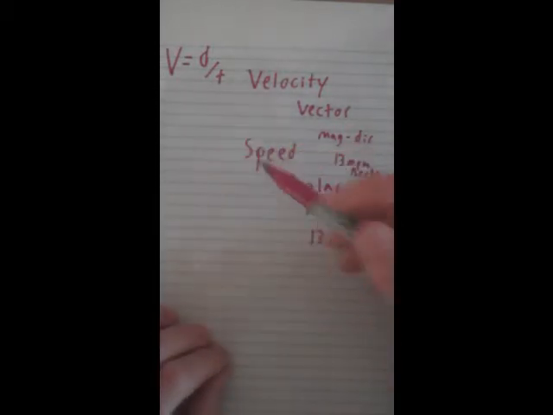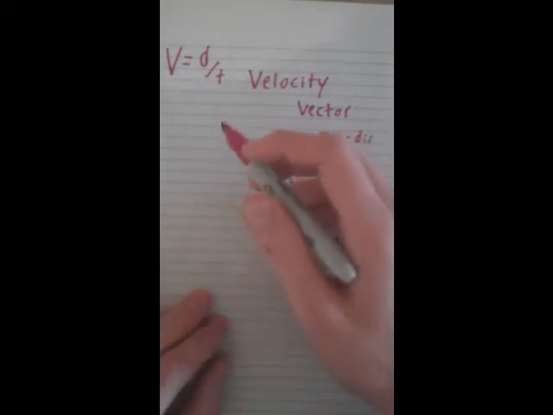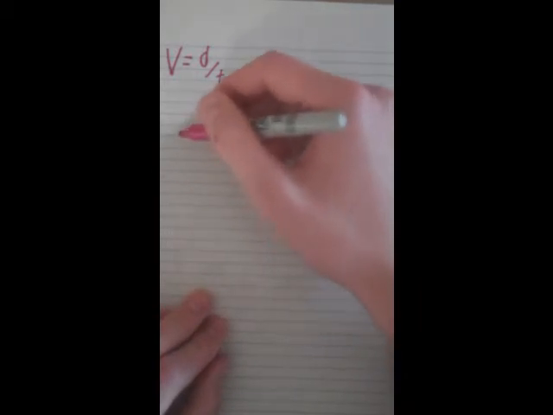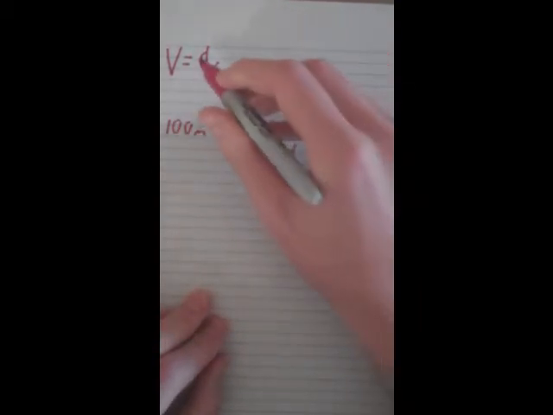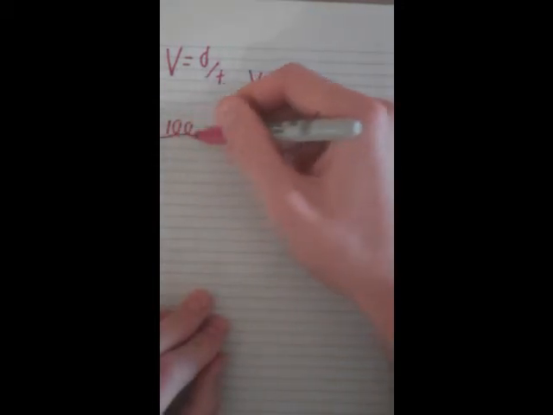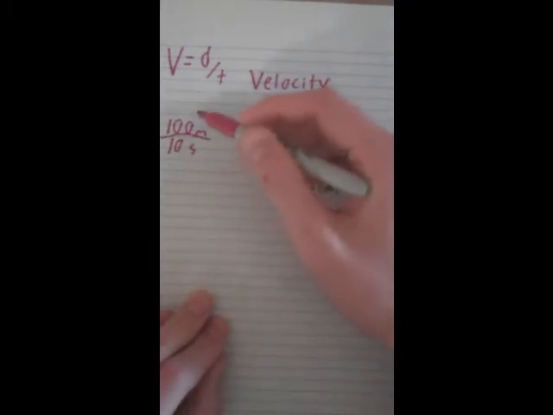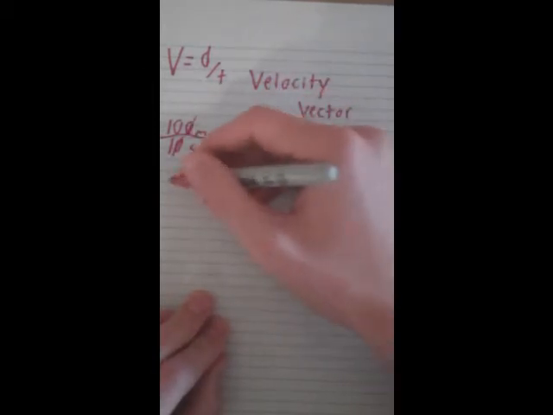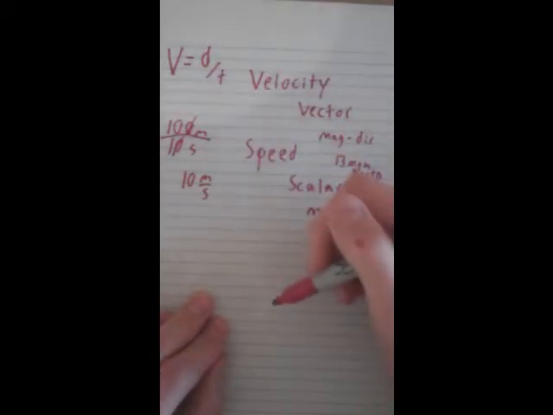So let's take a look at this equation here: velocity equals distance over time. Let's give some arbitrary numbers in there. Let's say we go 100 meters, meters being a measurement of distance, in 10 seconds, seconds being a measurement of time. If you do the division, this comes out to 10 meters per second, which is a measurement of velocity.